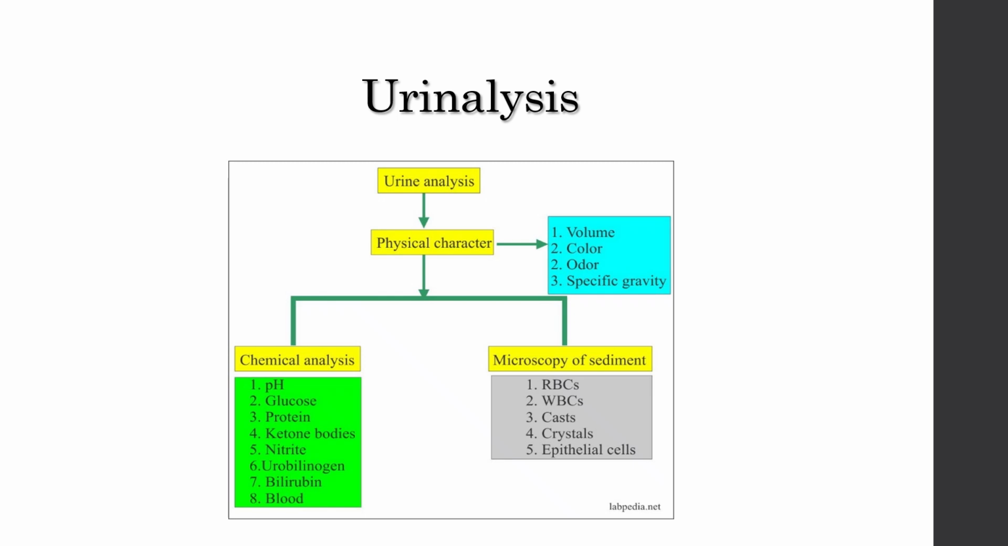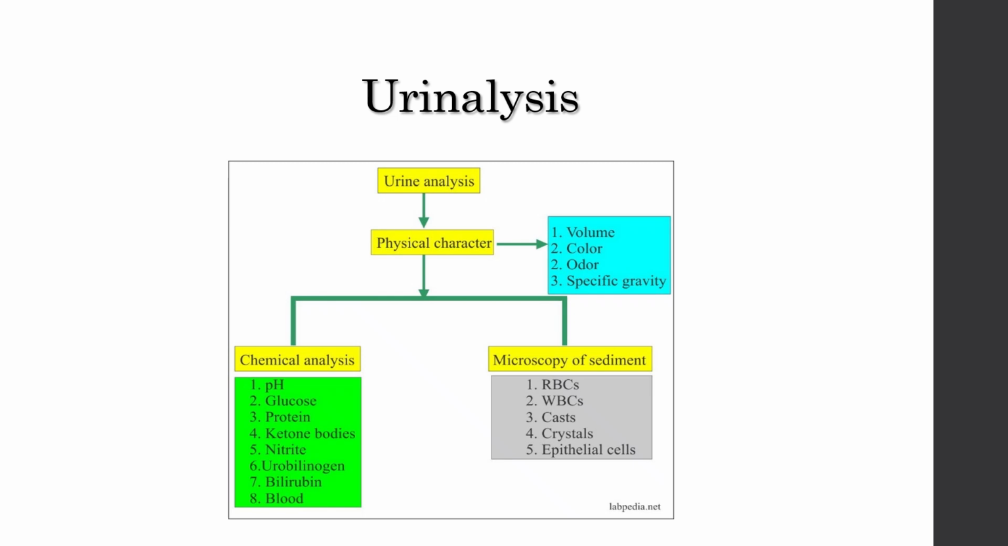Then there's chemical analysis, measured primarily by dipstick testing. This shows pH, glucose, protein, ketone bodies, nitrate, urobilinogen, bilirubin, and blood. Protein and blood are particularly important indicators of glomerular filtration barrier injury. Okay? Then lastly is the microscopic examination of sediment. This is where pathology truly shines.